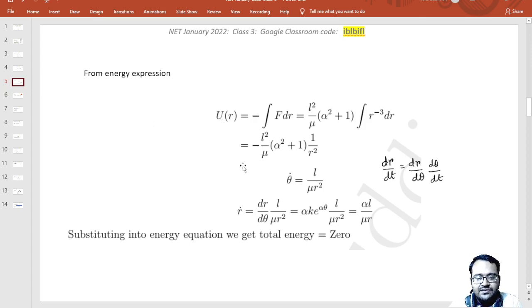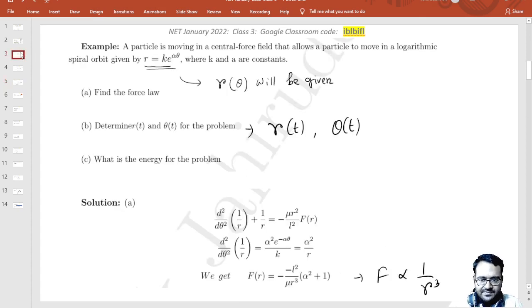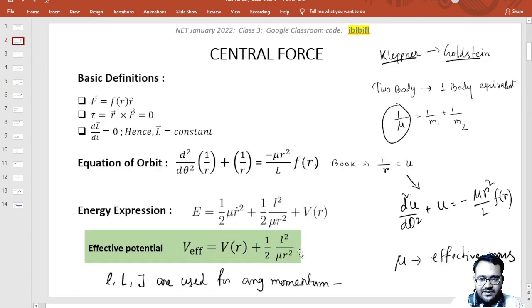Then what else do we have? Substitute into the energy equation. What is the energy equation? It is nothing but half mu r dot square, where mu is the effective mass, plus the effective potential. U and V are used interchangeably as potential. So plus L square by 2 mu r square.